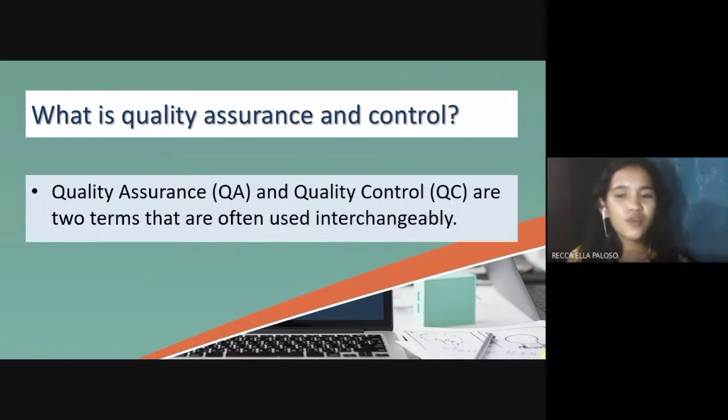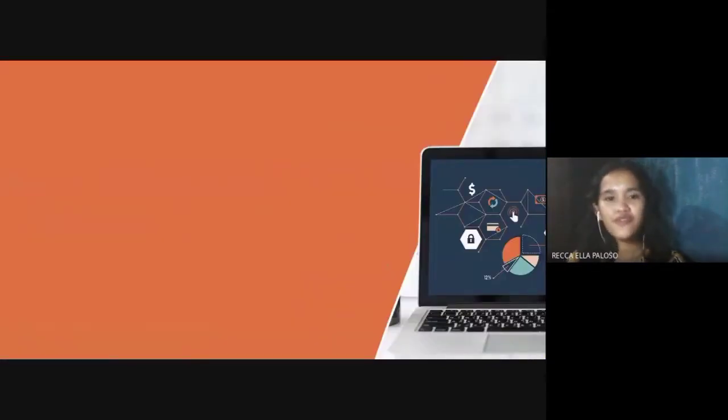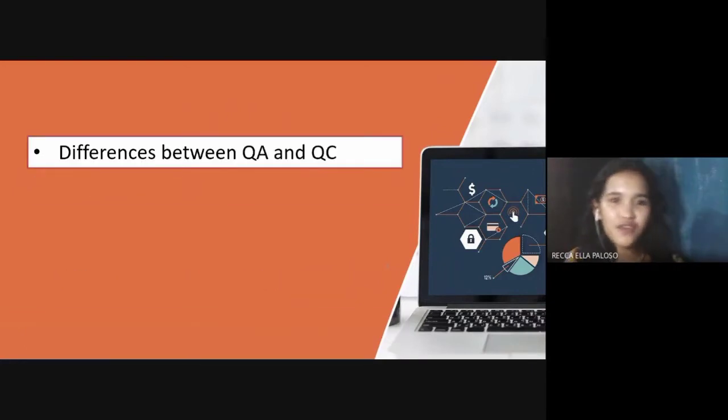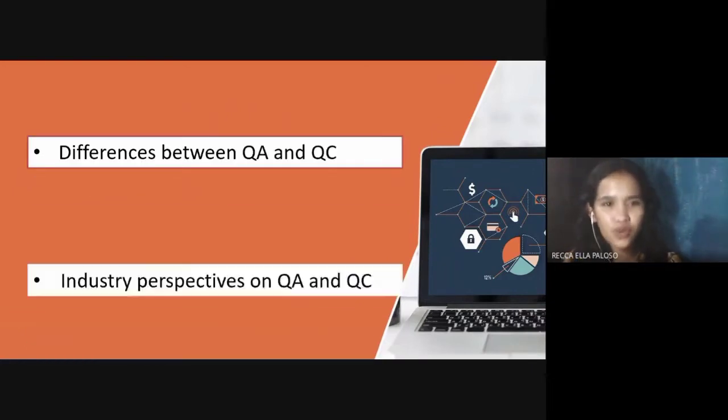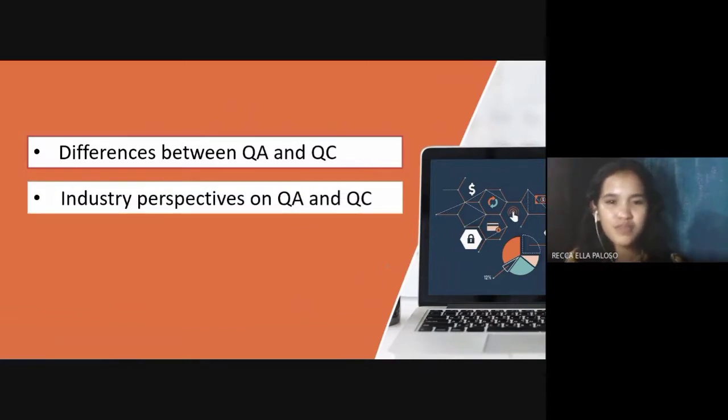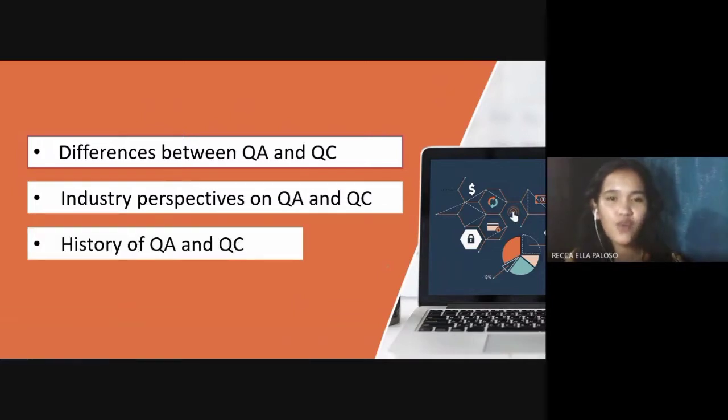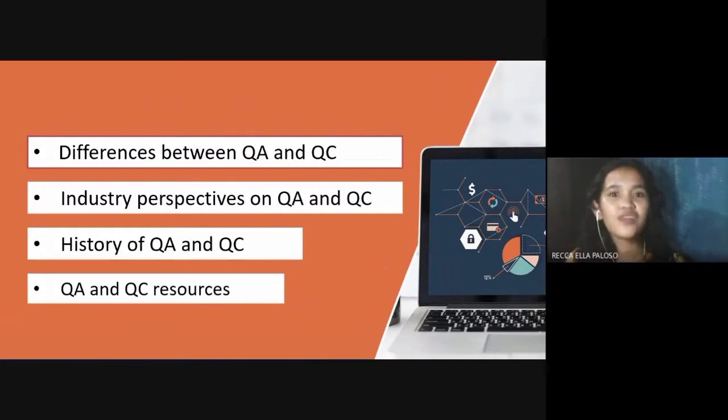Quality assurance and quality control are two terms that are often used interchangeably. Although they are similar, there are distinct differences between the two. This page will explain the differences between quality control and management and provide definitions and examples of each. The first one is the differences between quality assurance and quality control. The second one is the industry perspectives on quality assurance and quality control. The third one is the history of quality assurance and quality control. And the last one is the quality assurance and quality control resources.